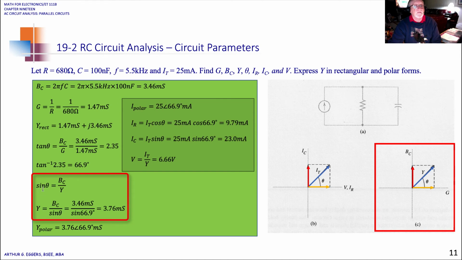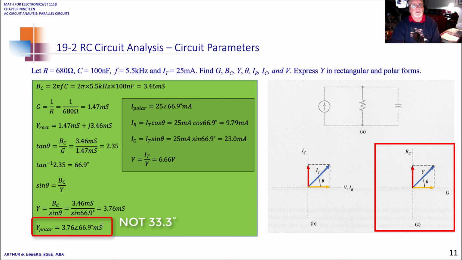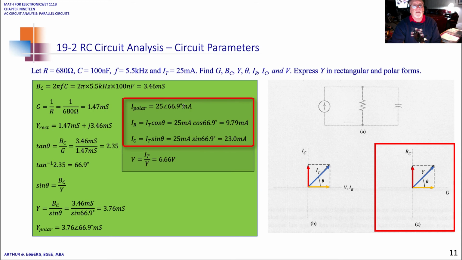Again, starting with the sine of theta, moving the terms around so we can solve for Y. Y then is equal to B sub C over sine theta, which gives us 3.76 millisiemens. So we can take those values and put them directly into the Y polar form, 3.76 at an angle of 66.9 degrees in millisiemens. To solve for the current, since we had the magnitude of the current, 25 milliamps, we can plug that in. We already know what our phase angle is, 66.9. That gives us the polar relationship.